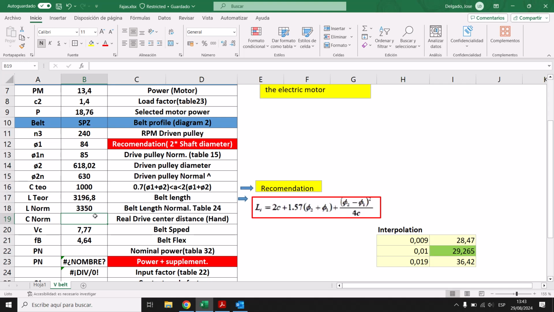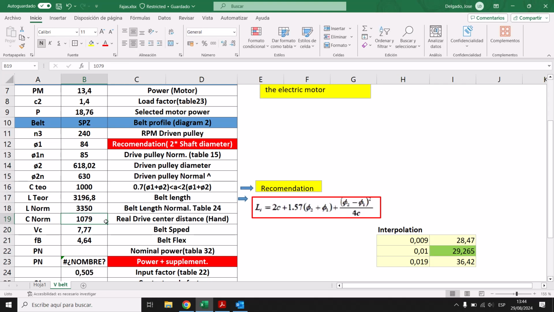Now we should calculate the real drive center distance. It's about this C. How are you gonna put it by hand? You should calculate on a different paper, or maybe you can have an Excel sheet. You know how to do this from your first class of mathematics. So I'm just gonna put it because I already did it. So this is 1090.